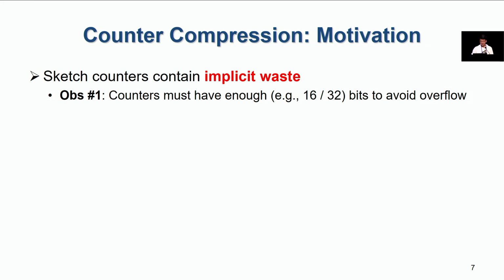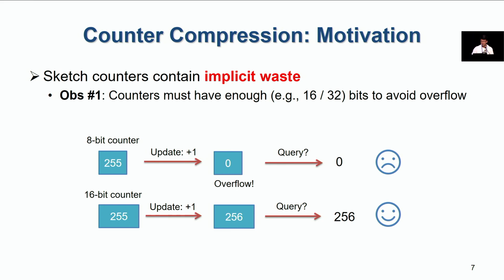The motivation is that sketch counters contain implicit waste, which is justified by two observations. First, counters must have enough bits to avoid overflow. For example, if a value exceeds 2 to the 8th power after update, an 8-bit counter overflows to 0 and induces a large error when queried. So 16 bits are required in this scenario.